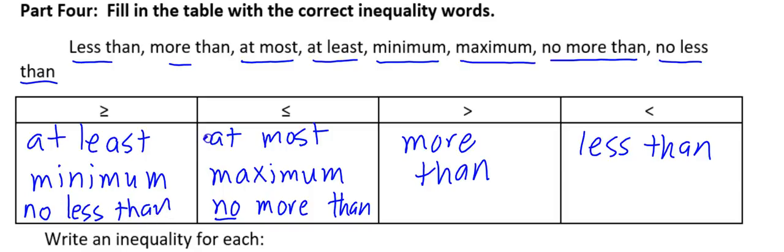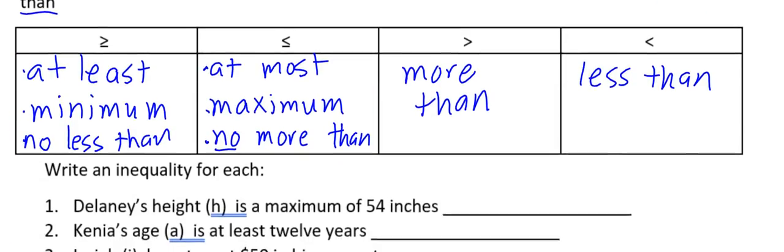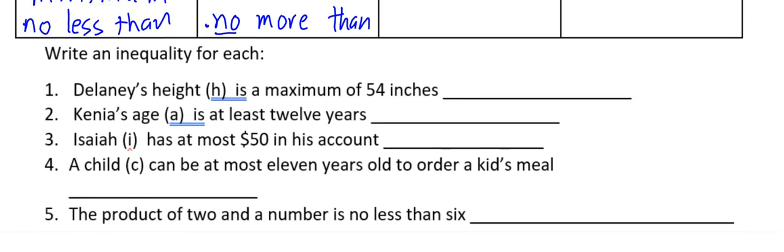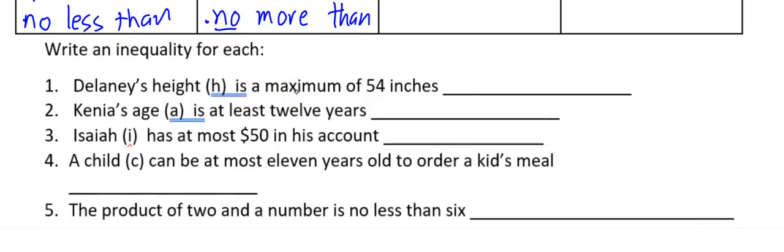All right, so we've got our words here, and you're going to use this to do the problems at the bottom. The first one says Delaney's height is a maximum of 54 inches. If her height is a maximum of 54 inches, that means it could be 54, but no greater than that. It's the most it could be. So this is less than or equal to 54.